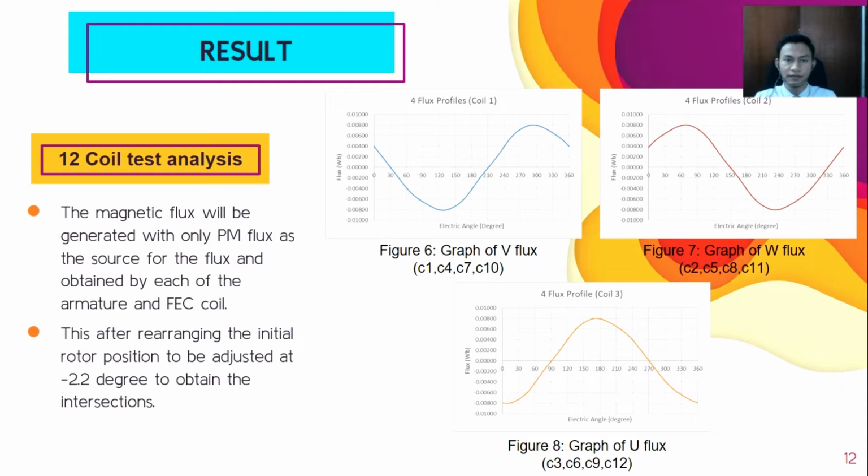So this is the result for the 12 coil test analysis. Figure 6 is the graph of V flux, figure 7 is the graph of W flux, and the last one, figure 8, is the graph of U flux. In the 12 coil test analysis, the magnetic flux is generated by the permanent magnet as the source of flux and obtained by each of the armature and FEC coils. For the graph of U flux, I rearranged the rotor position, adjusted to negative 2.2 degrees, to obtain the intercept between 90 degrees and 270 degrees.